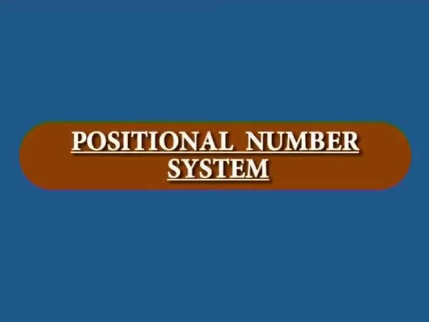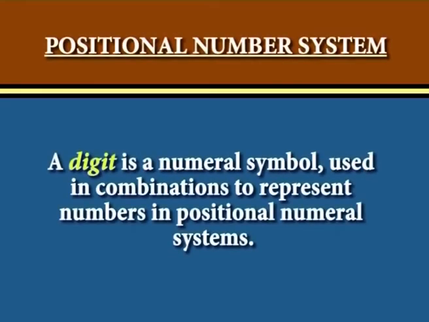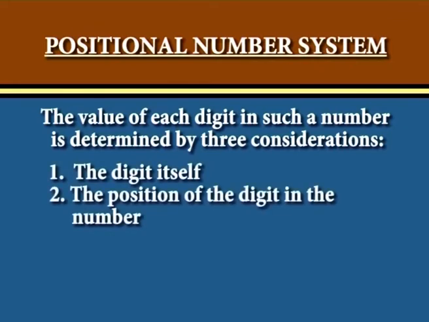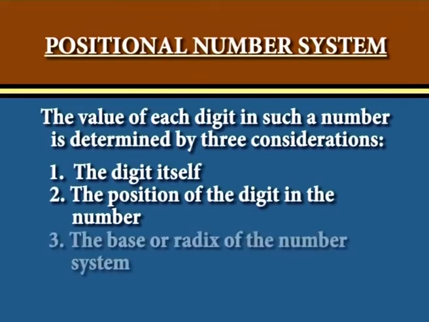Now, the positional number system. In a positional number system, there are only a few symbols called digits. A digit is a numeral symbol used in combination to represent numbers in positional numeral systems. These symbols represent different values depending upon the position they occupy in a number. The value of each digit in such a number is determined by three considerations. First is the digit itself. Second, the position of the digit in a number, and third, the base or radix of the number system.